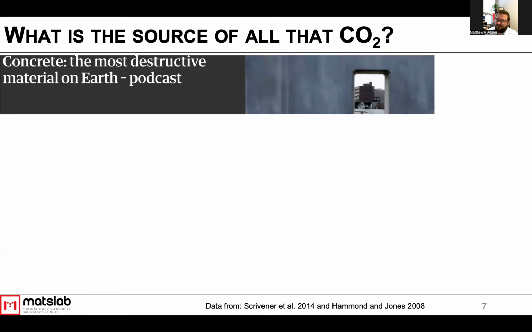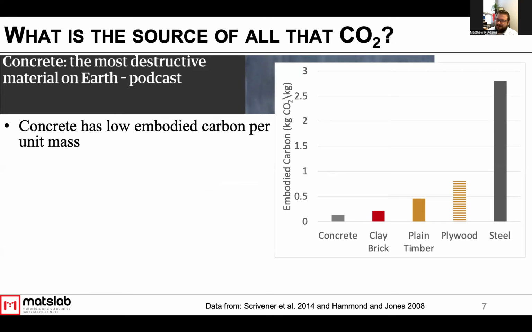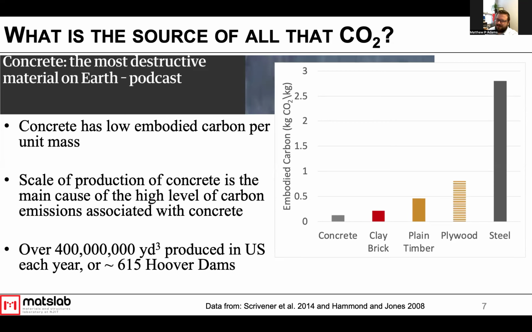But we do know that concrete has been labeled the most destructive material on Earth, right? We've seen this in the news over and over again. The reality is that concrete has a relatively low embodied carbon per unit mass compared to other construction materials, certainly less than steel. However, concrete's low embodied carbon per unit mass is outshone by the fact that we make so much of it. The scale of production of concrete, it being the second most used material in the world, is so high that it really has an impact on the world.